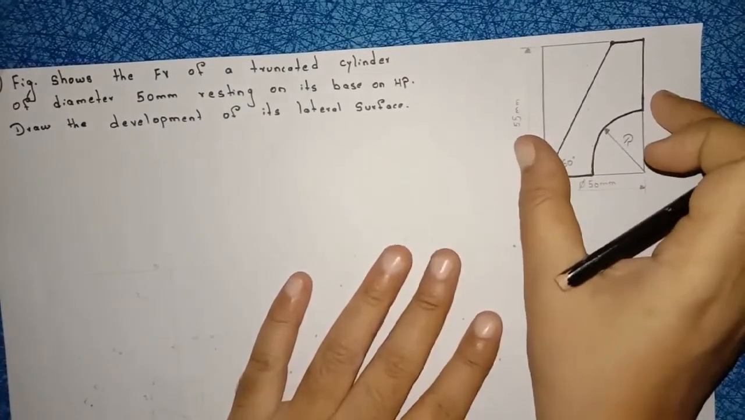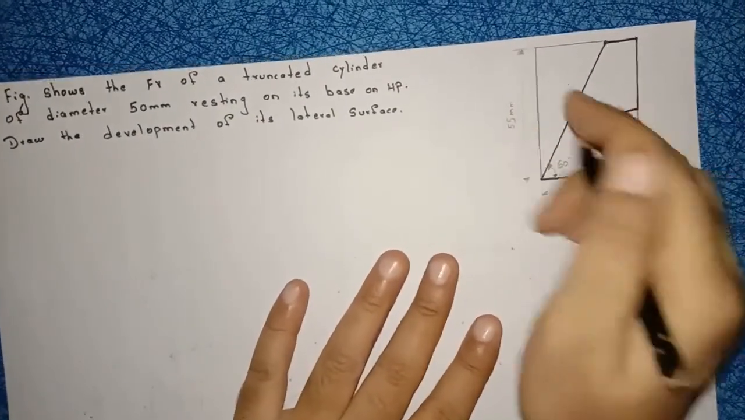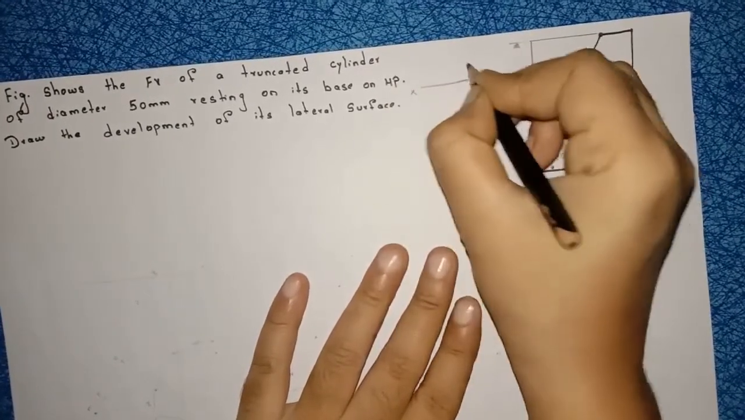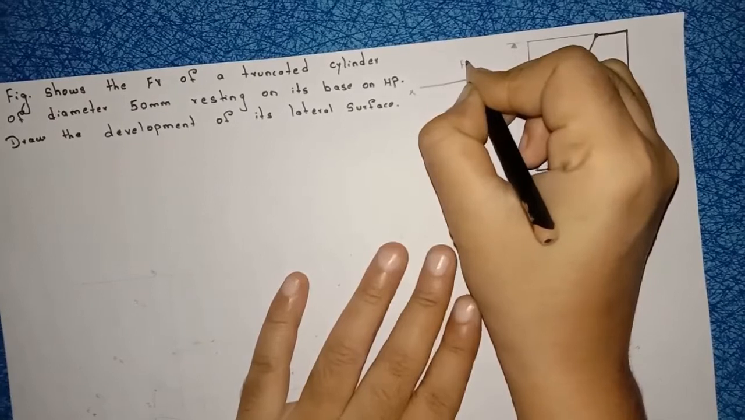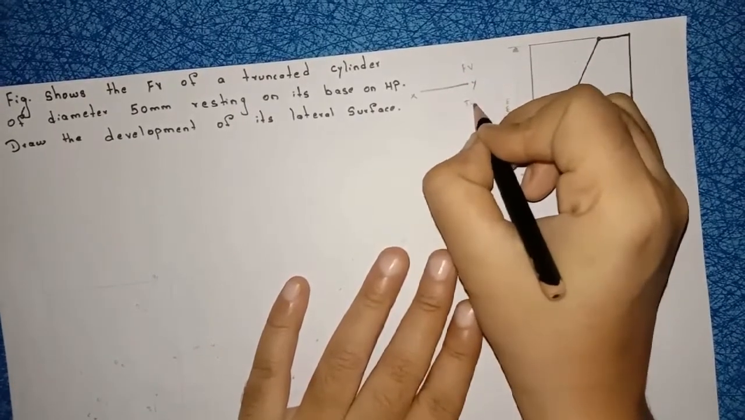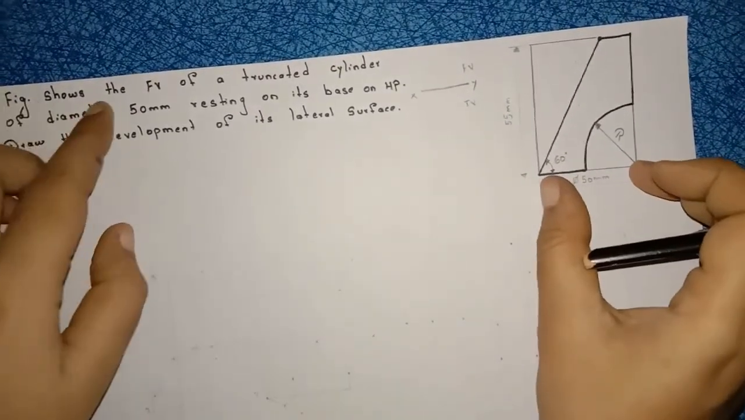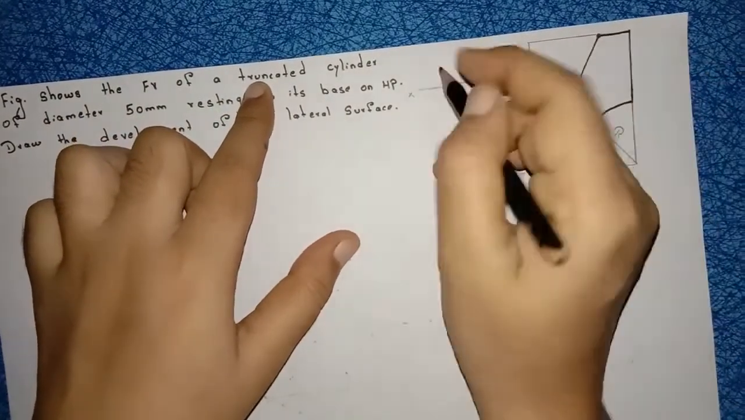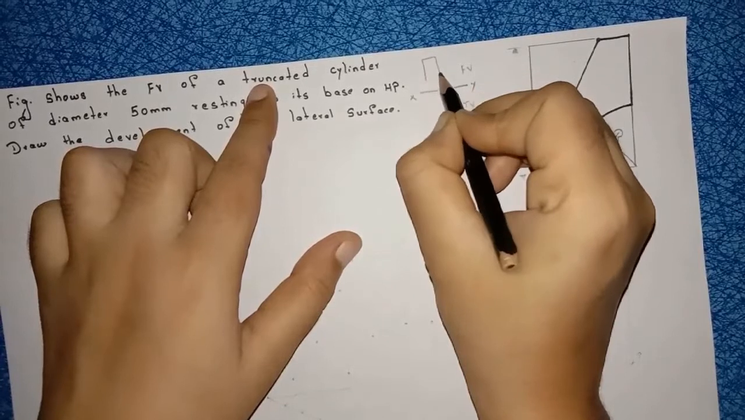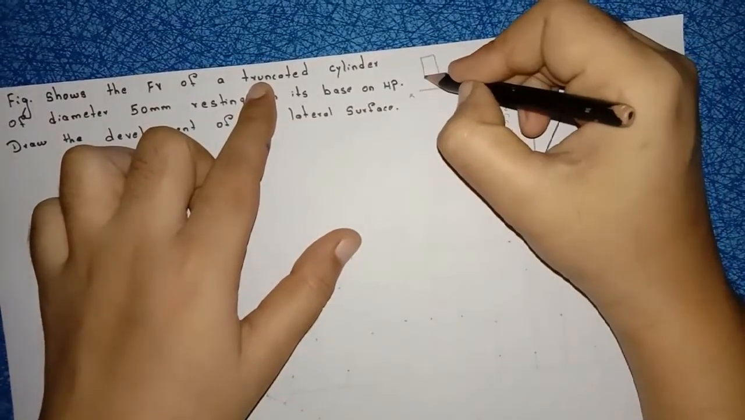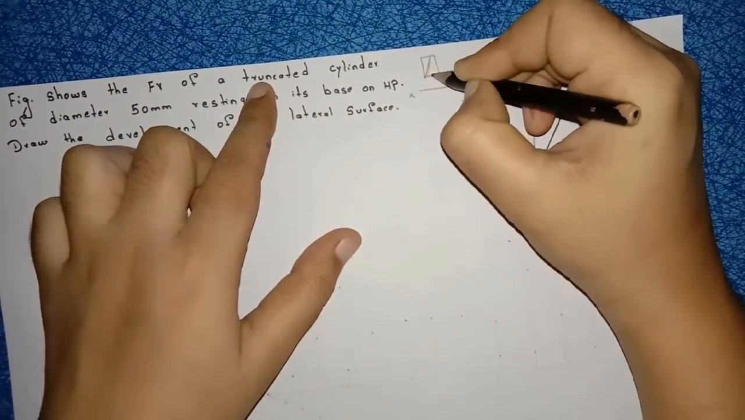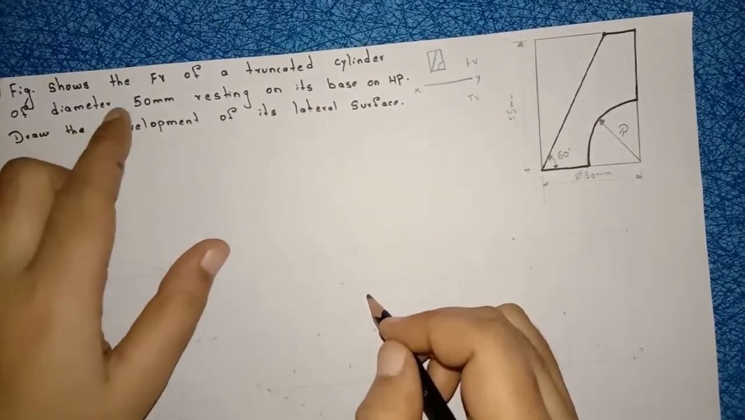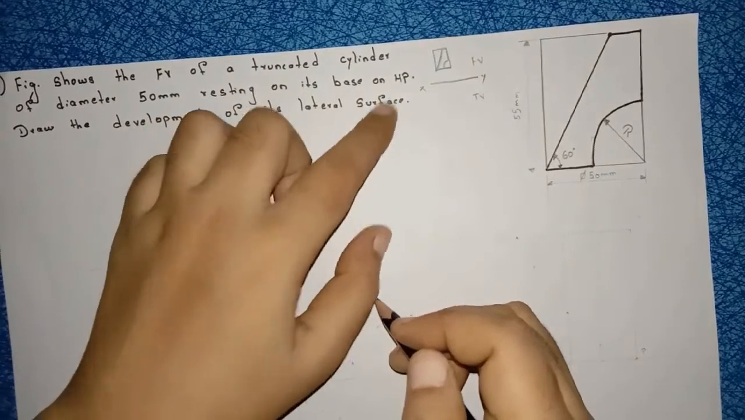Actually, this is your front view, right? If this is your reference line XY, this is your front view and top view, right? So the figure shows the front view of a truncated cylinder. So this diagram is in front view like this, right? Now the cylinder of diameter 50 mm resting on its base on HP.